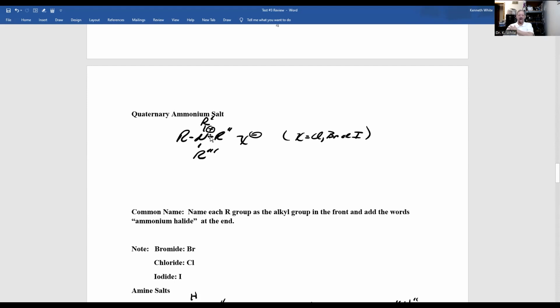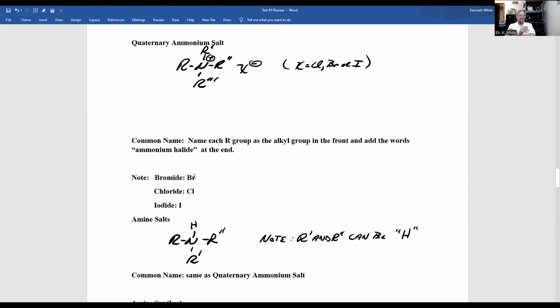But because the nitrogen is donating 2 electrons from its non-bonding electrons, this right here has a positive charge. Since all molecules have a net zero charge, you need an anion. And there are many anions, but for this class, I'll keep it to the halogens, X equal chlorine, bromine, or iodine. Now, how do you name quaternary ammonium salts?